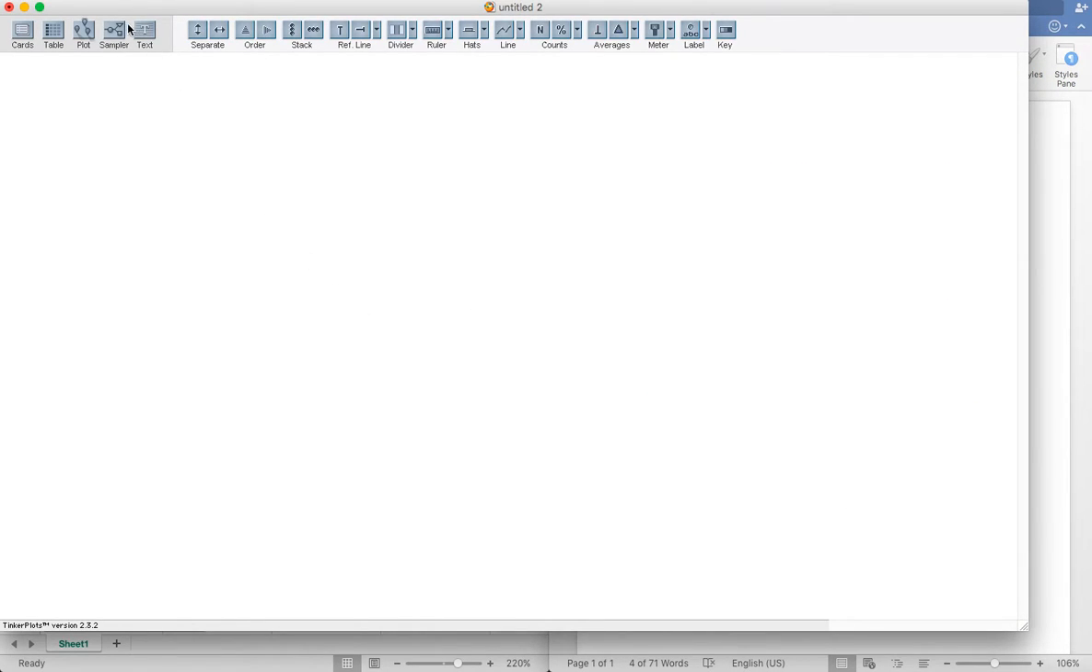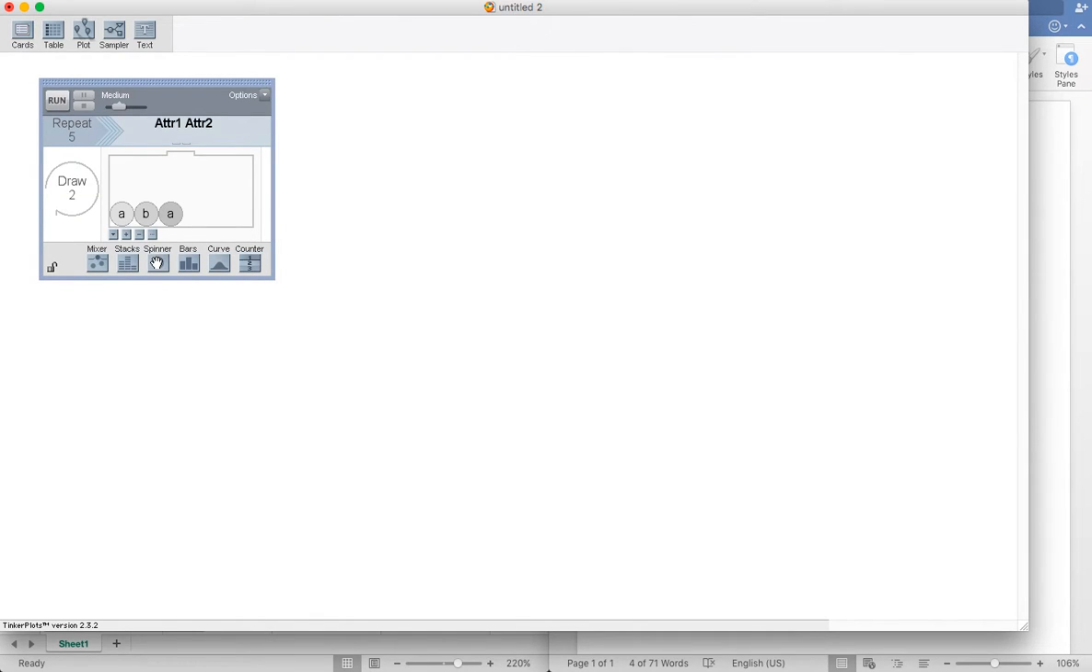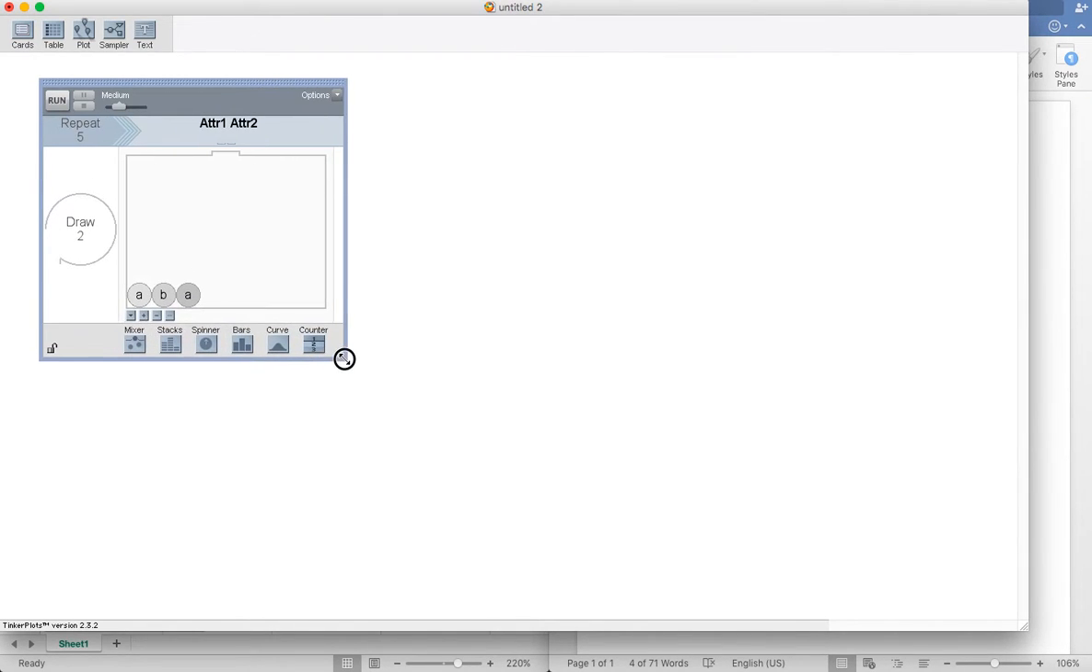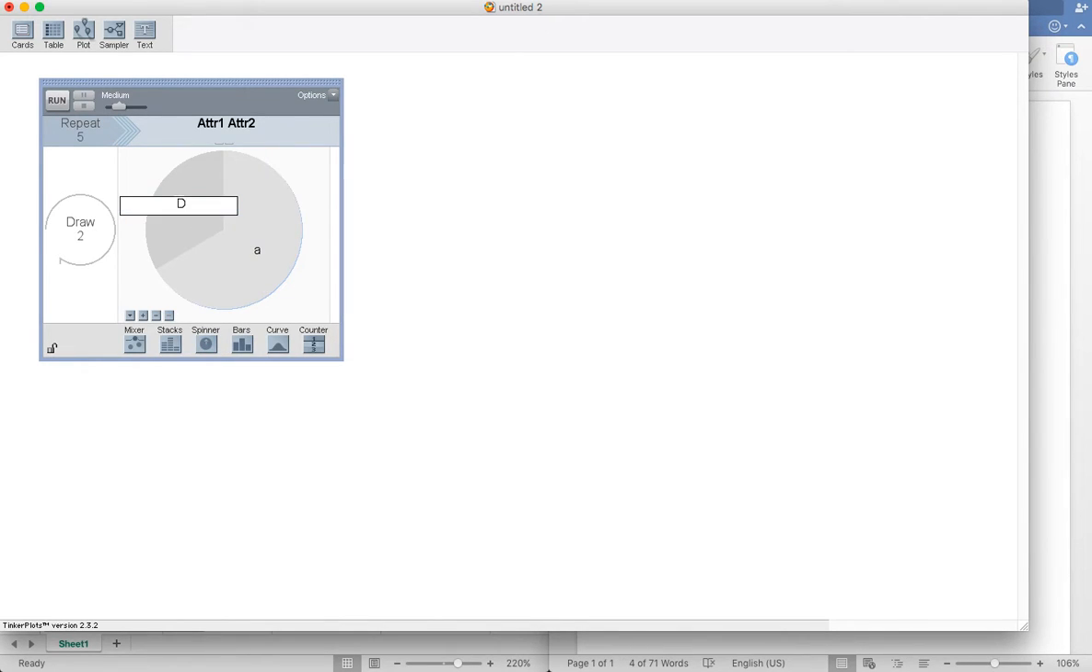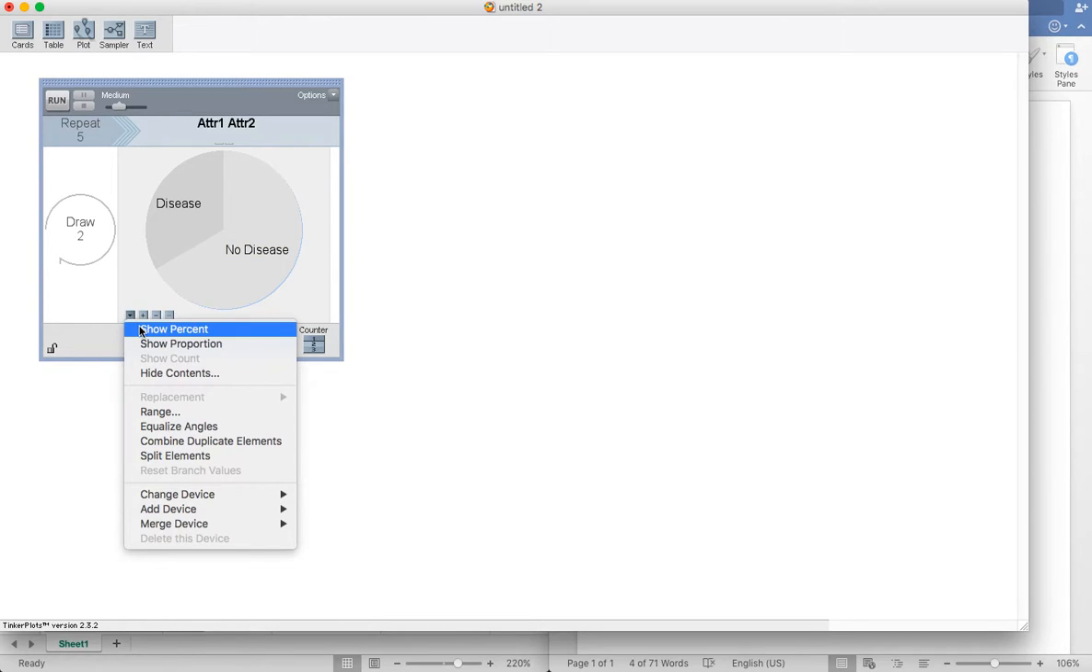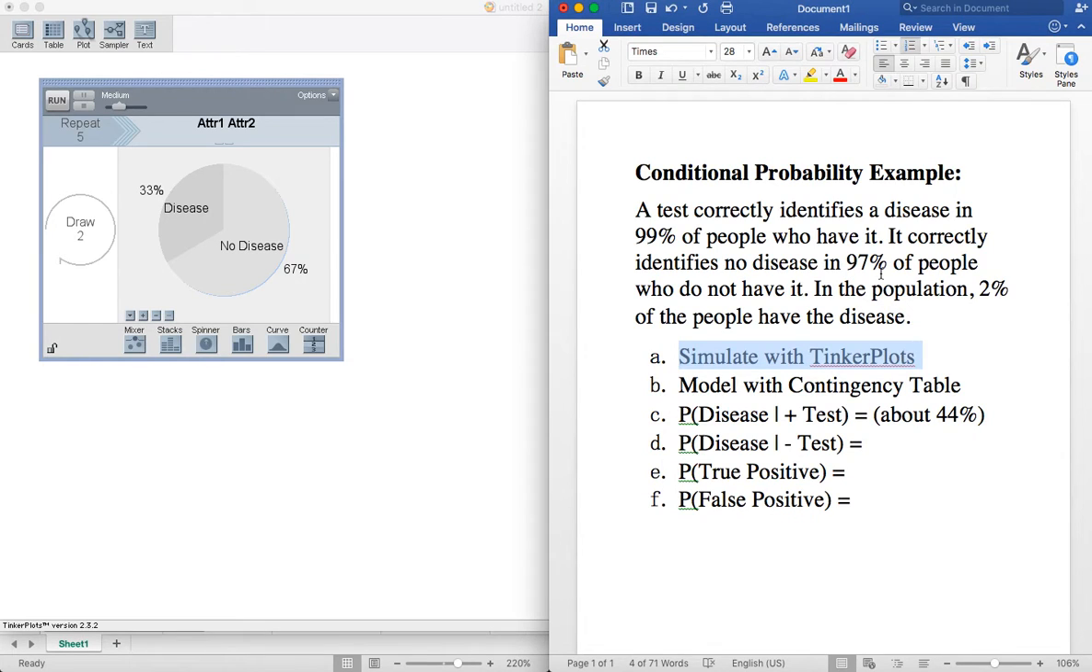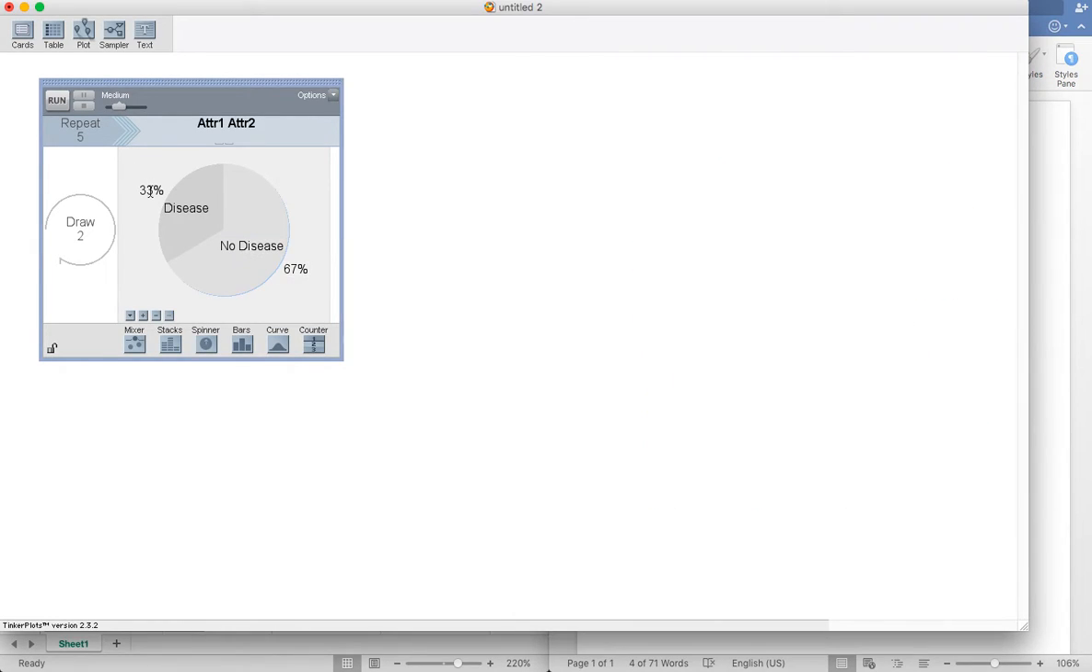So here I have TinkerPlots, and I'm going to grab a sampler here. The first thing I'm going to do is divide the population out into whether they have the disease or they don't. We know that 2% of the people have the disease in the population, so I can change this to 2%. The other one changes to 98% automatically.